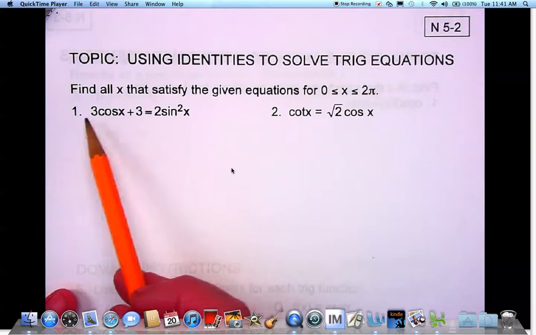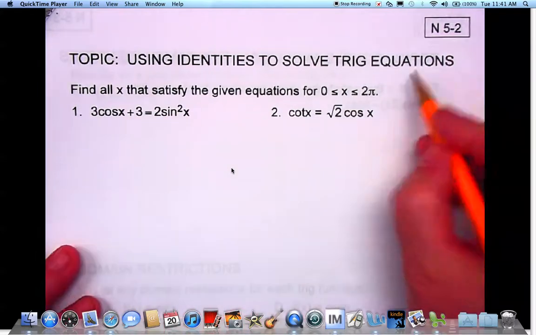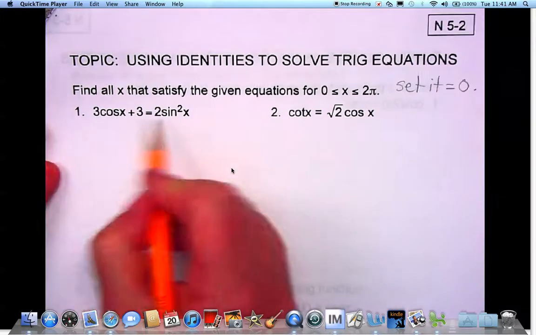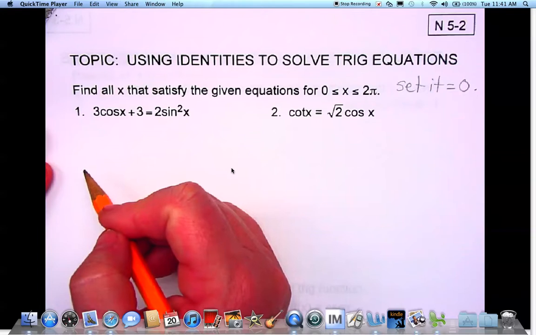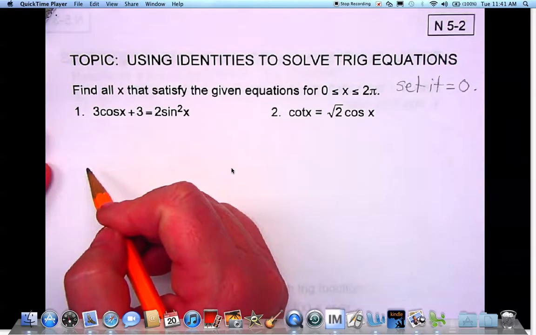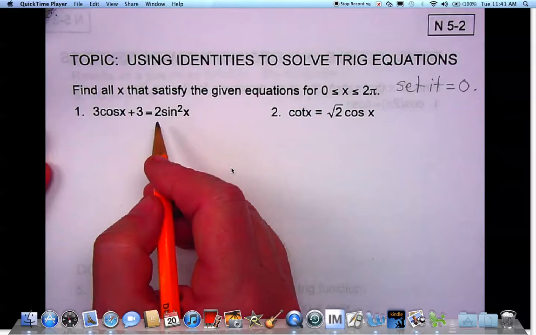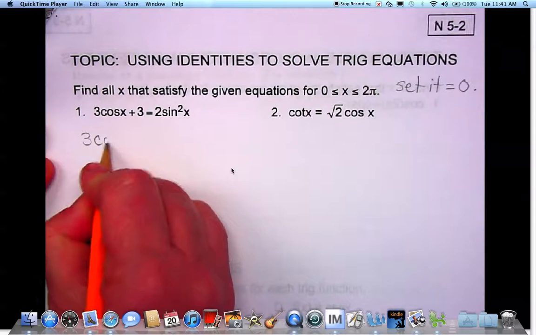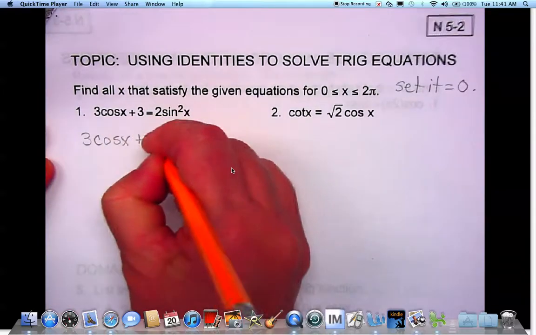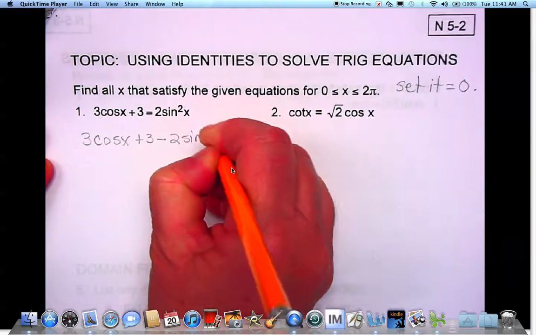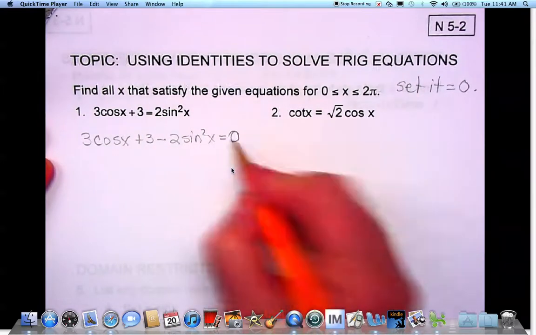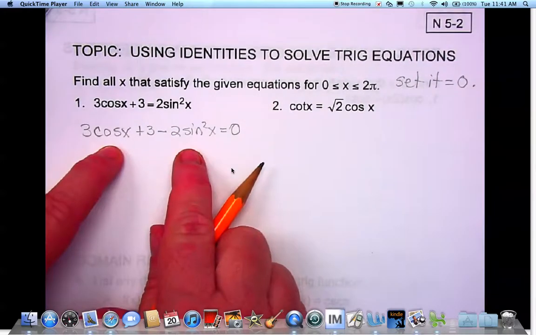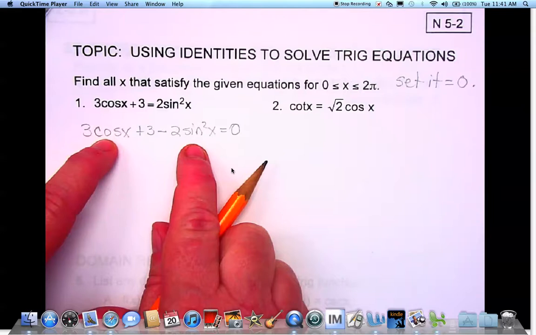First thing though, you can always set it equal to what? 0. Okay, so we're about right here. How do we set that equal to 0? Subtract 3 cosine x plus 3 minus 2 sine squared x. So we get 3 cosine x plus 3 minus 2 sine squared x equals 0. Well, it's sine and cosine, so you can't really factor that, can we? Because we've got sine and cosine.